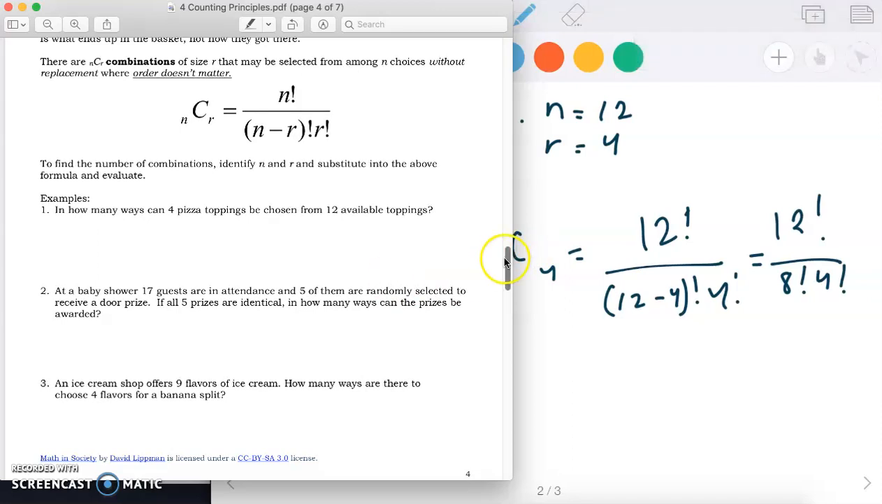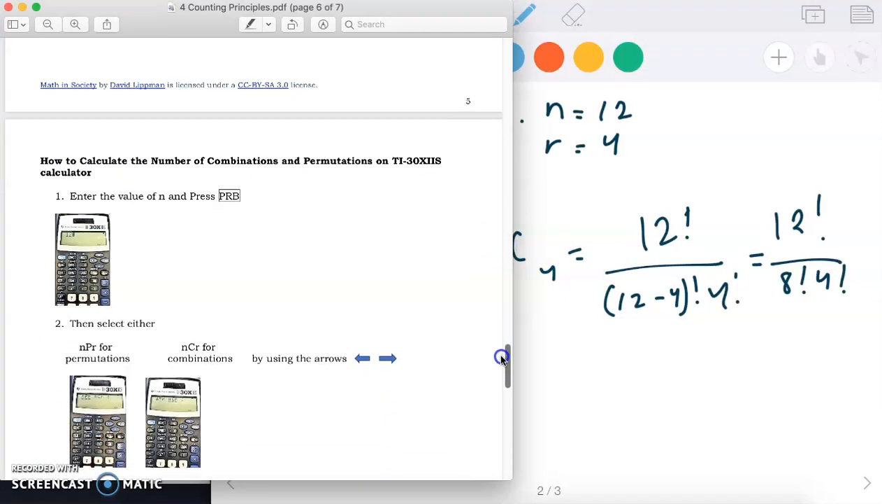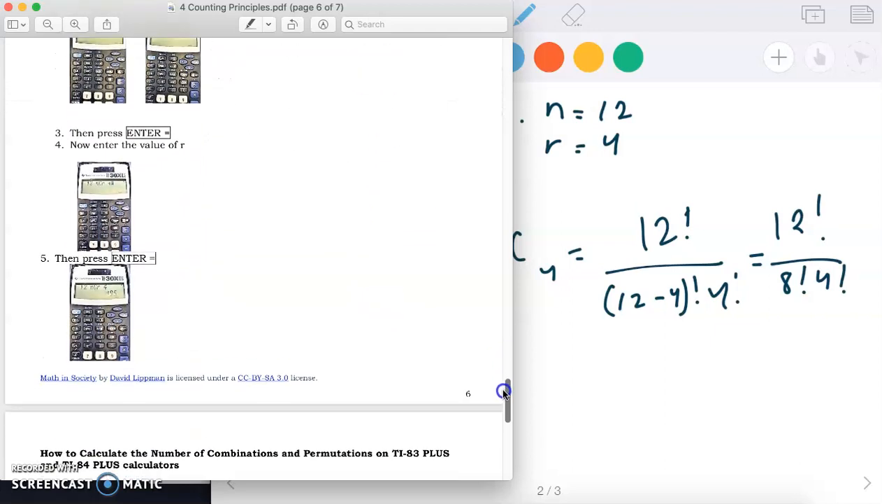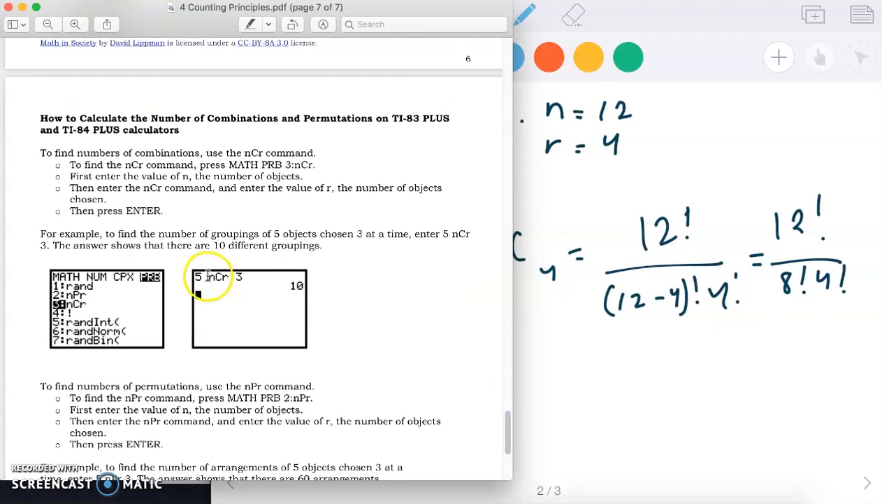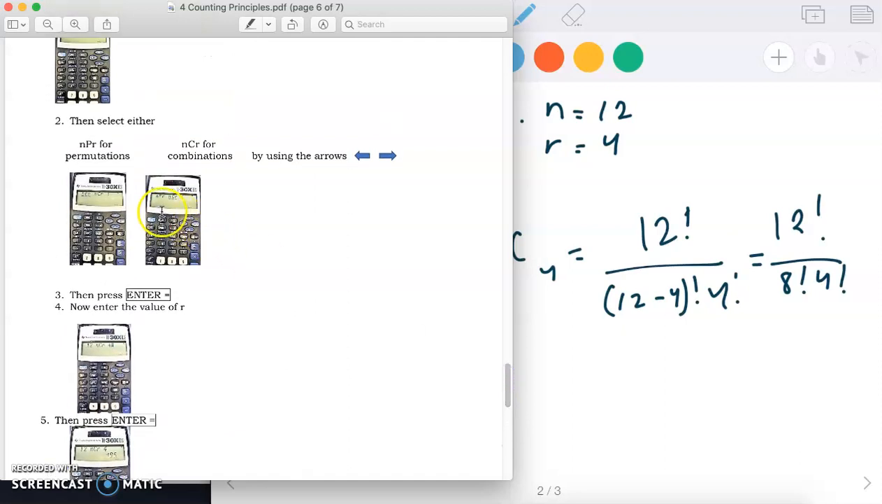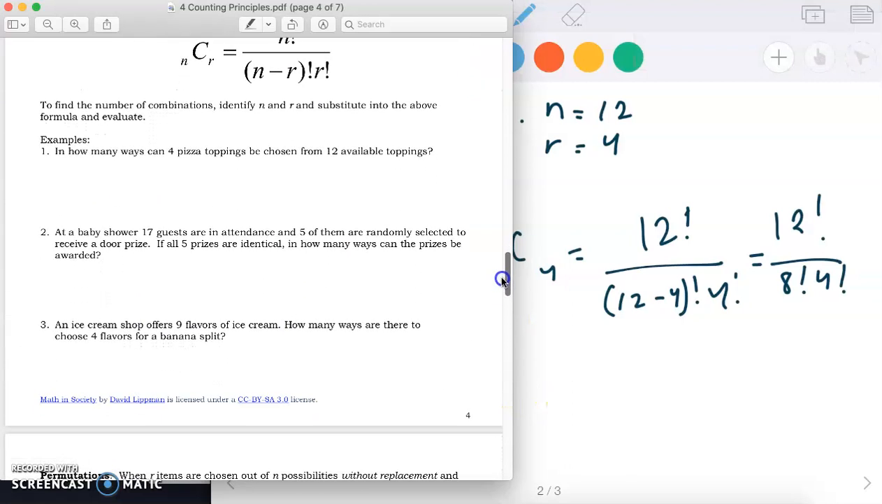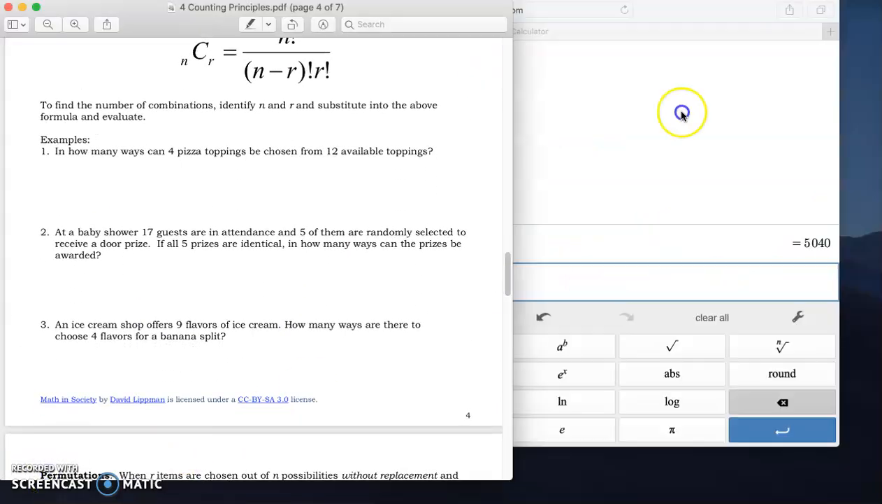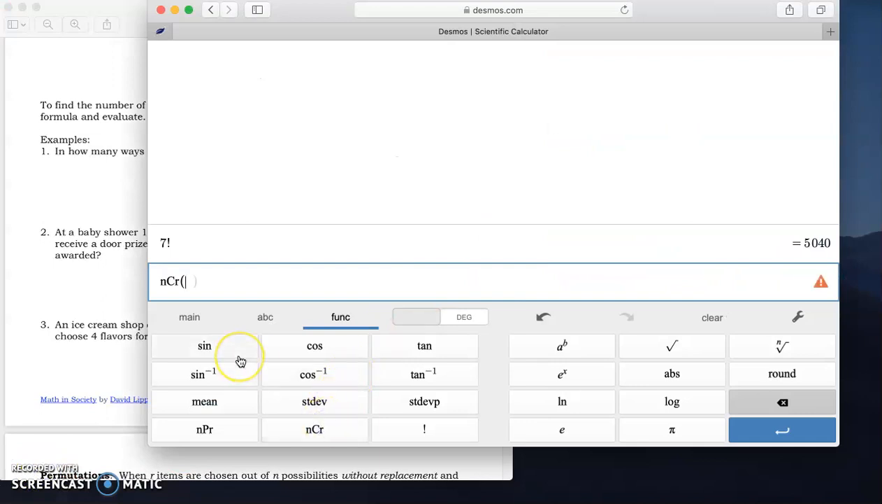And I'll show you down below, there's a way to do combinations and permutations in your calculator. See how you can do it here. If you have a graphing calculator, you can do it like that. If you have a scientific calculator, you can do it like this. So I'll show you back over here on our original scientific calculator I was showing you. This is just a free one. If you guys don't have one, you are more than welcome to use this, called Desmos. But when you put it in, you're going to put N comma R.